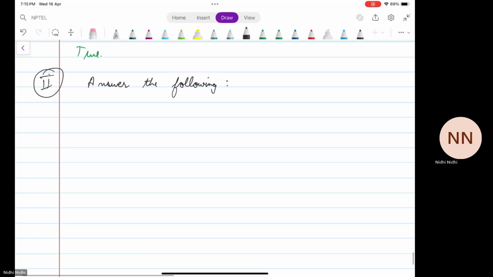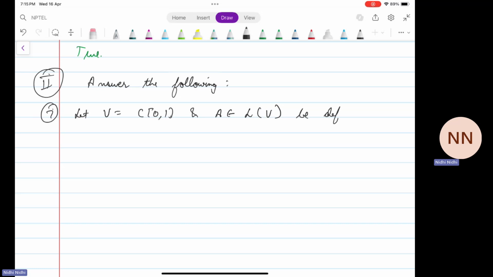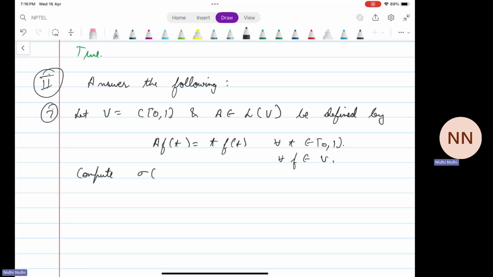Question number 7. Let V be the space of continuous functions defined on closed interval 0 to 1, and A belonging to the space of bounded linear operators on V be defined by (Af)(t) = t f(t) for every t in closed interval 0 to 1, and f in V. Compute the spectrum of A.